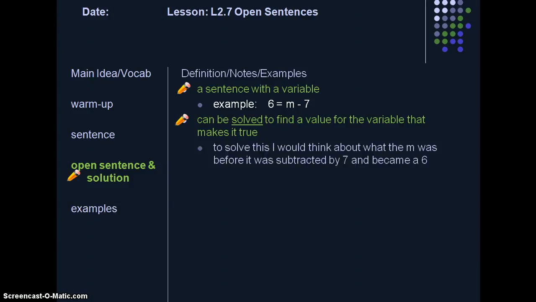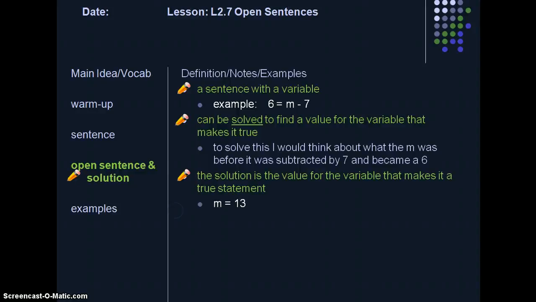In this case, to solve this, I would probably think about what the m was before it was subtracted by 7 and became a 6. Maybe add the 6 onto the 7, and I would find the solution. The value of the variable that makes it a true statement. In this case, m equals 13.